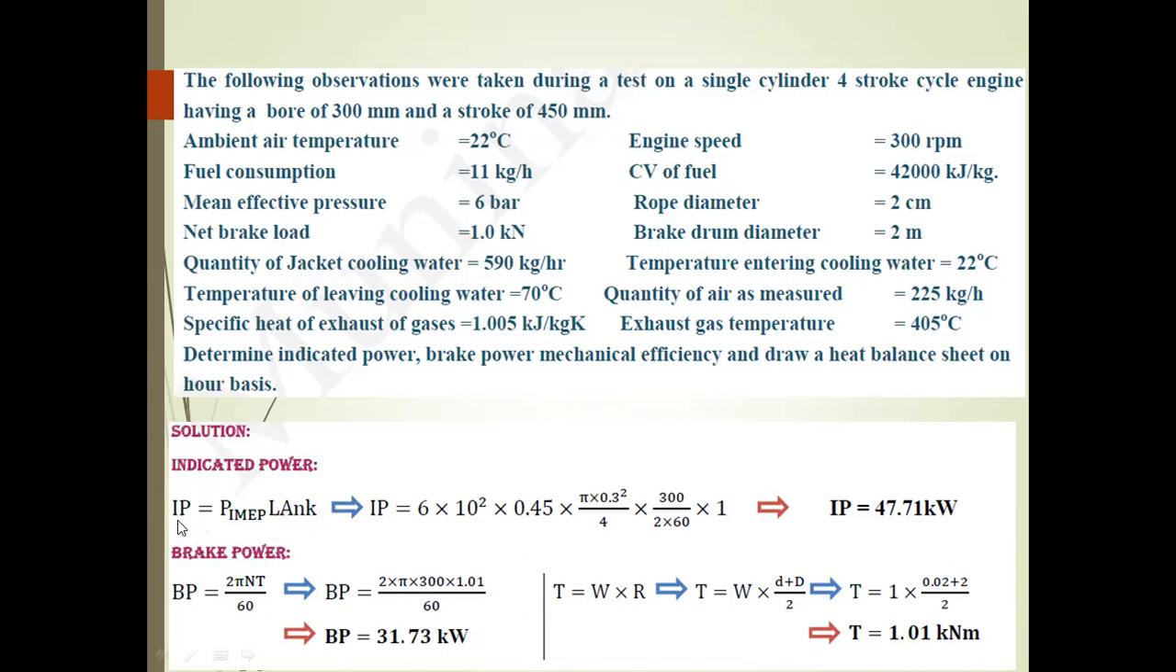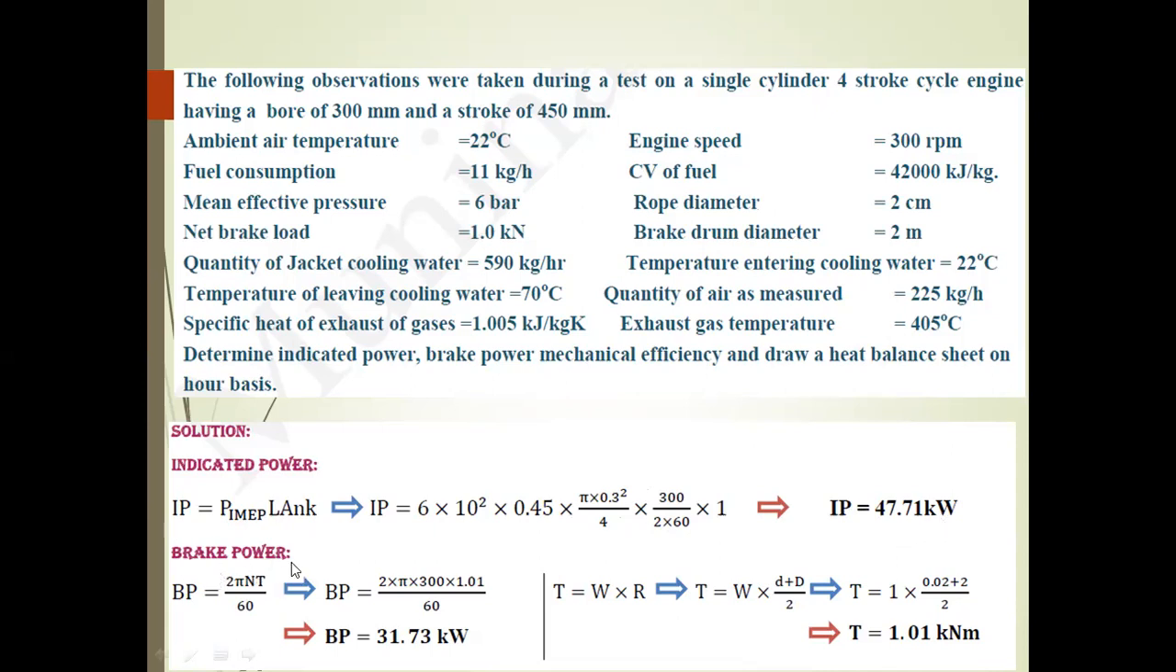Already you know the indicator power is indicator mean effective pressure, length, area, and for a multi-cylinder engine, N is equal to 2000 divided by 2 into 60, and K is the number of cylinders. So you know the value of mean effective pressure, 6 into 10 to the power 2, into length 0.45 meter, and area is pi into 0.3 square by 4, and N is the RPM, capital N, 300 RPM divided by 2 into 60. Here the cylinder is a single cylinder. So finally we get indicator power equal to 47.71 kilowatt.